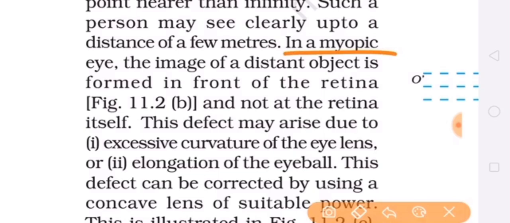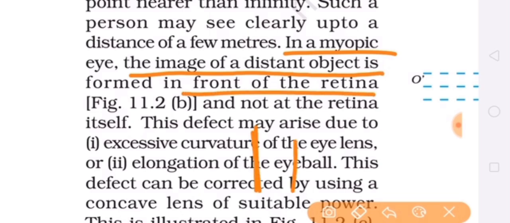Now the image will be formed before the retina, in front of the retina. In a normal eye, where was the image formed? The image was formed on the retina. This I have told you in the functions of all the parts of the eye. At the retina, the image is formed.